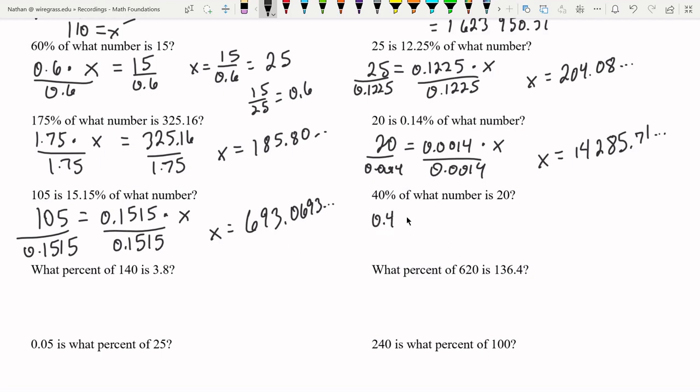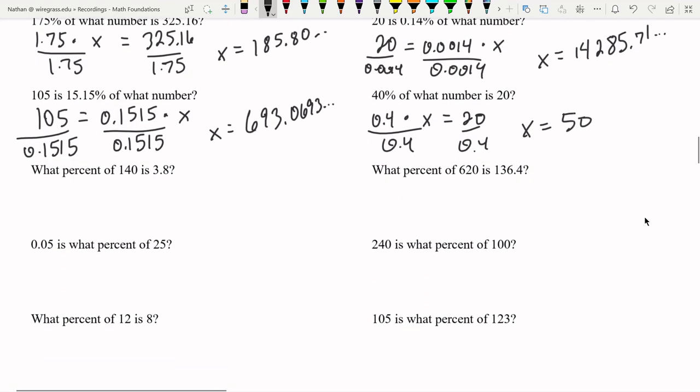40% of what number is 20? Divide. x equals 50. 40% of 50 is 20. Okay, so for all of these six problems that I've gone through, I found the whole. And in some of them, the whole was smaller than the part. Most of them, the whole is bigger than the part because we typically think about percentages being less than 100%.